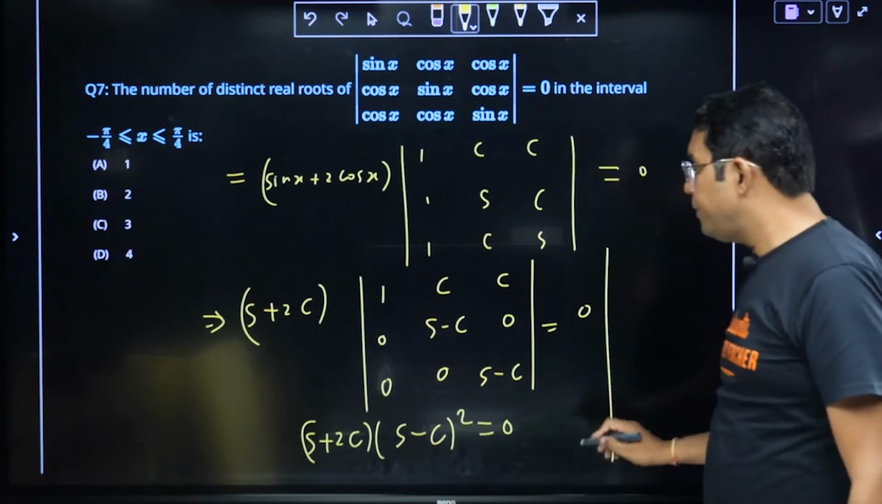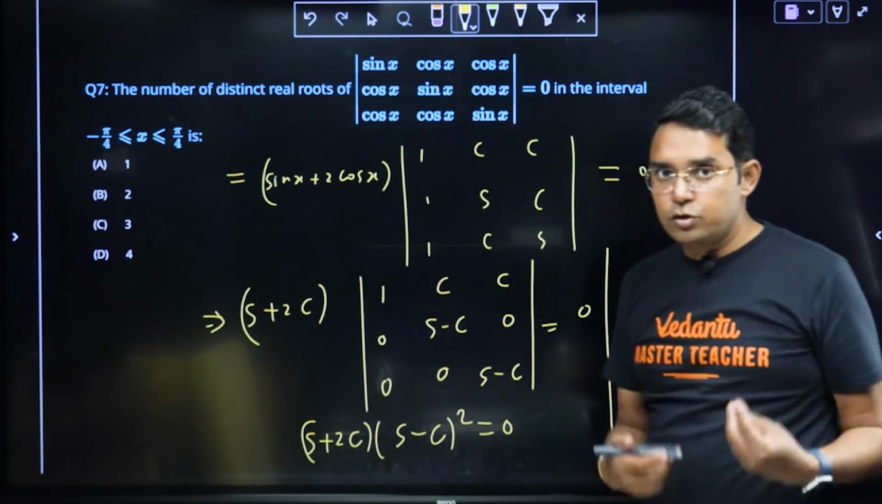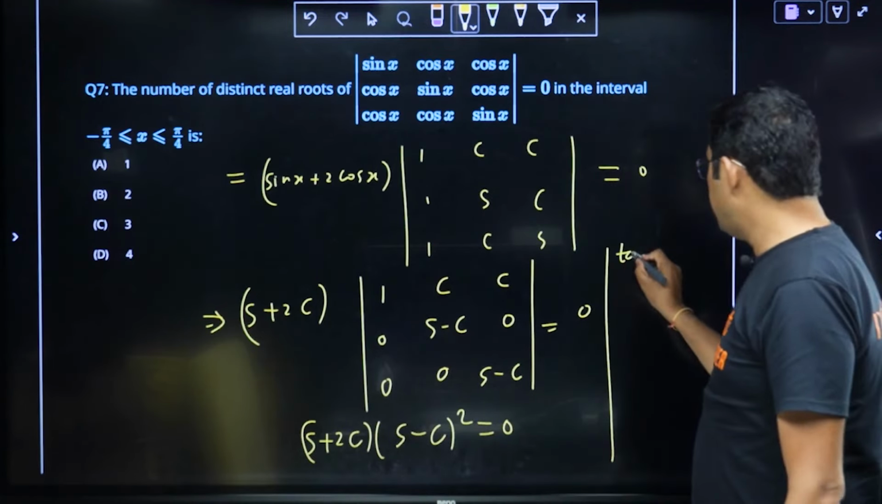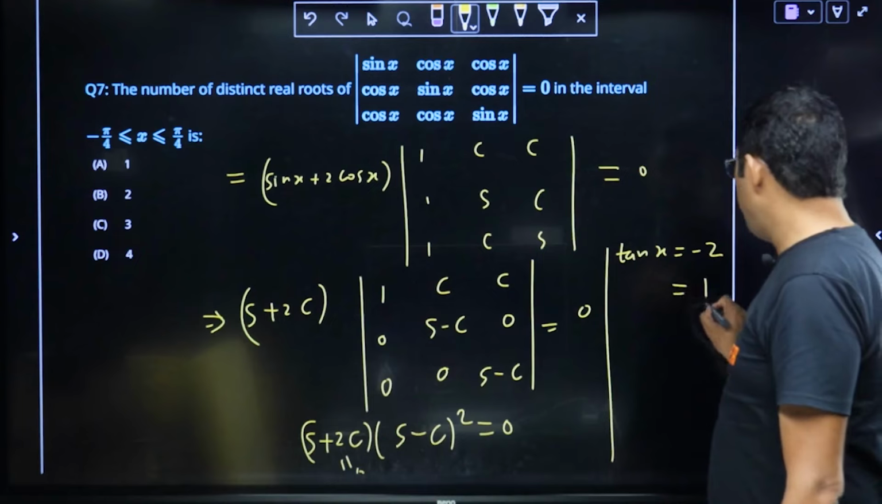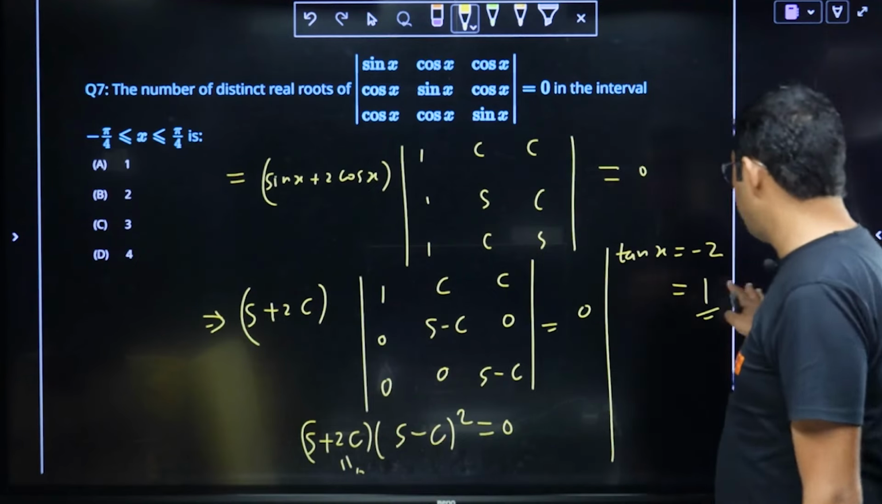So from this you can see there are two possibilities. Either sine plus 2 cos will be 0. In that case, tan x will become equal to minus 2 if this is 0. But if the other thing is 0, then tan x will be equal to 1. Sine is equal to cos, tan x will be equal to 1.